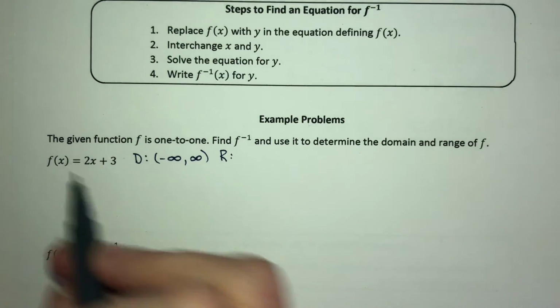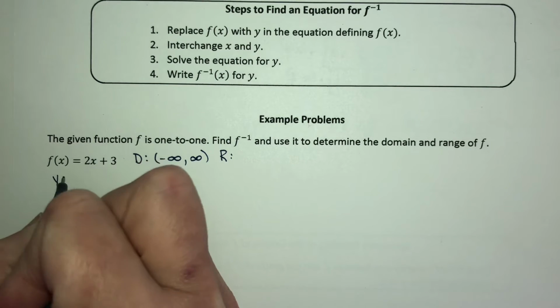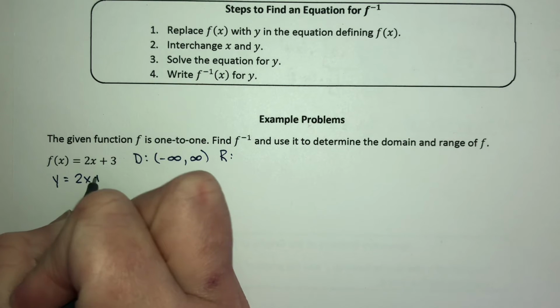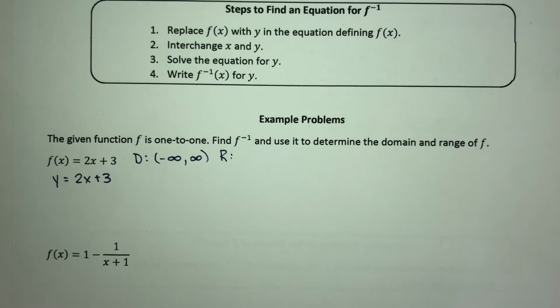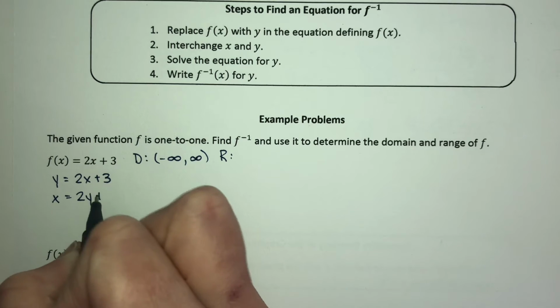Okay, so now let's go through this process. Where there is an f of x, I write a y. Now, everywhere there's a y, you write an x. Everywhere there's an x, you write a y. So I have x is equal to 2y plus 3.